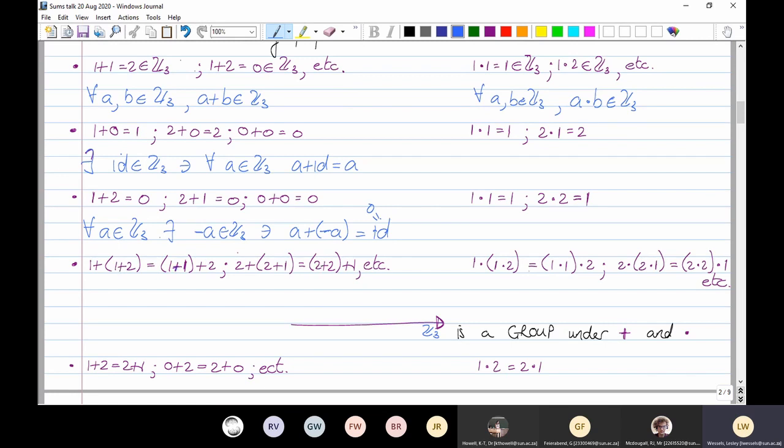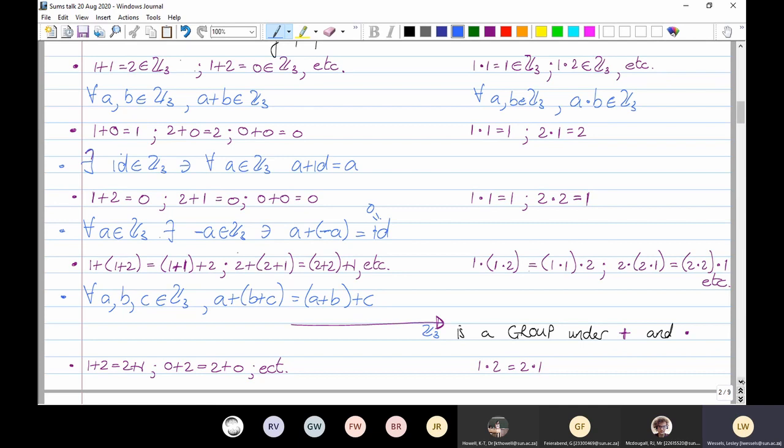And then, well, this isn't so clear to see from the table, but for all A, B, and C in ZP, or in Z3, we have that A plus B, plus C is equal to A plus B plus C. So this is my associative law. This is, we have inverses, and this is, we have an identity element.